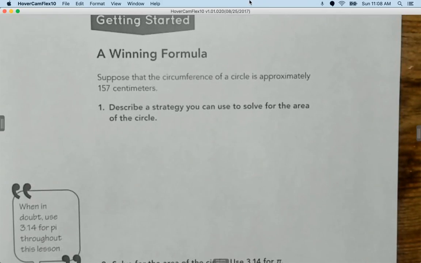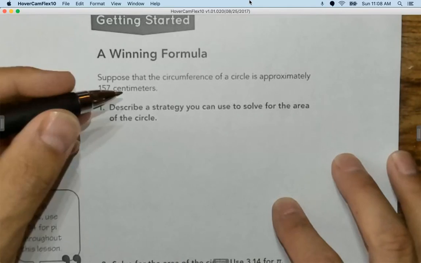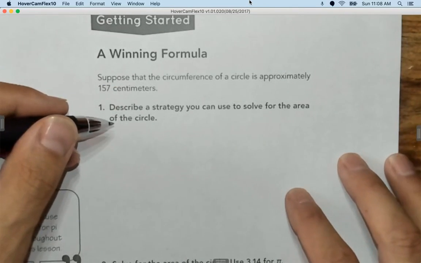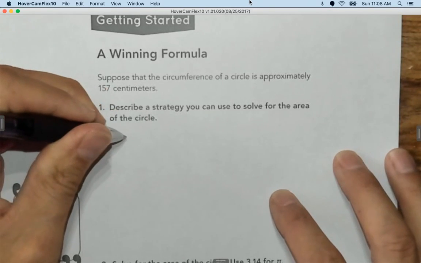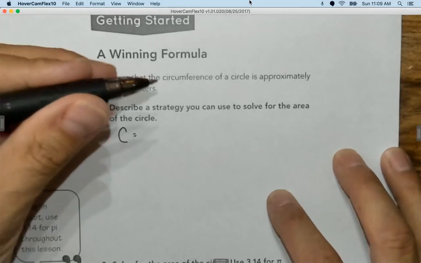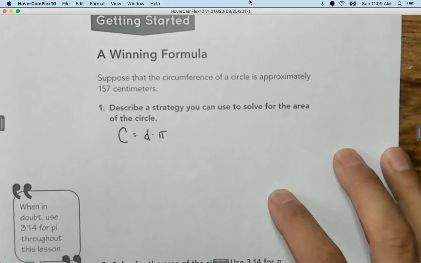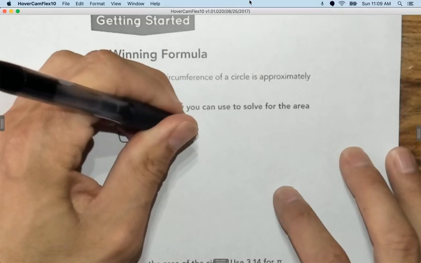Getting Started: A Winning Formula. All right, so suppose that the circumference of a circle is approximately 157 centimeters. Describe a strategy you can use to solve for the area of the circle. Okay, well, I would start by thinking of the formula: circumference is equivalent to the diameter times pi. So I would start by using the formula.